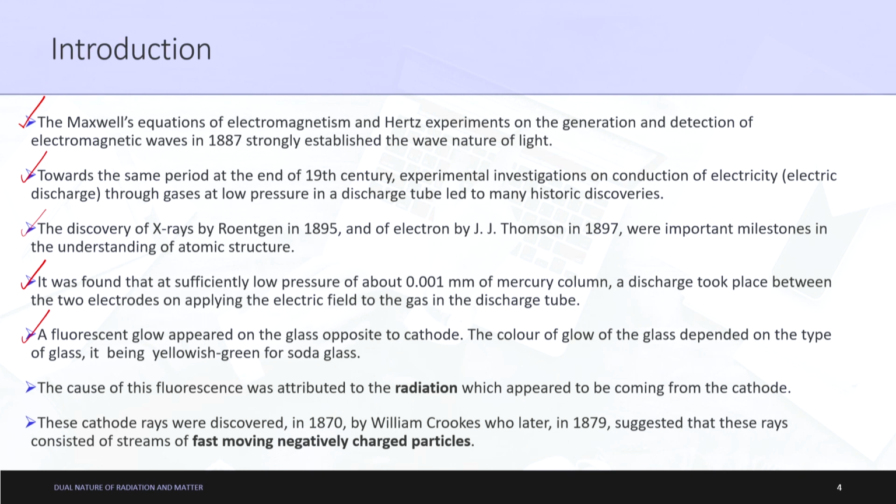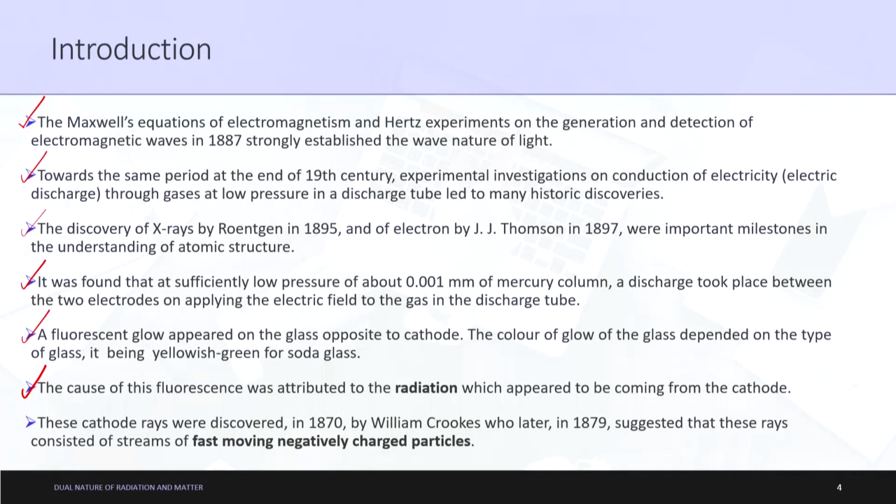The cause of this fluorescence, please remember now, was attributed to the radiation which appeared to be coming from the cathode. So basically due to this emission of electrons, which we will get to know, but I am just telling you now, there was a fluorescence, and this complete process was called a radiation, that is, something is radiated from point A to point B. Fine. And it was observed that this radiation is coming from the cathode.